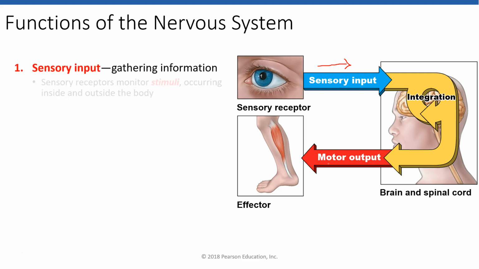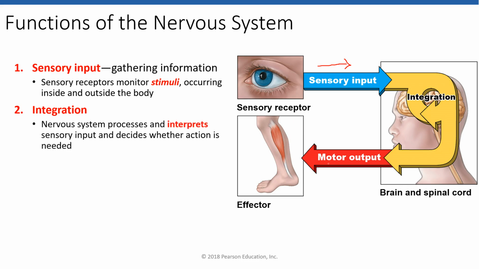So sensory input gathers information, it monitors the stimuli, and then we go to integration. Integration processes and interprets that information and decides what to do with that information. It decides the next step. Then we have the motor output. That is a response.